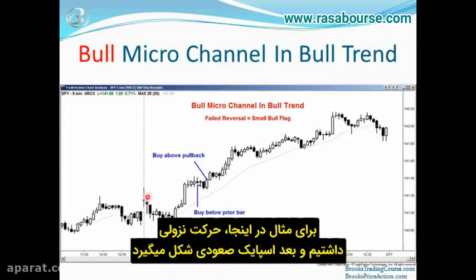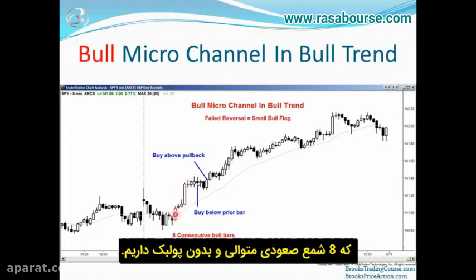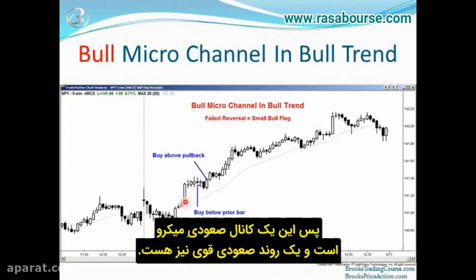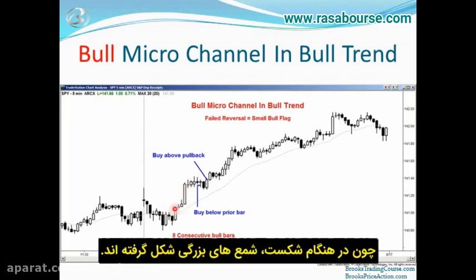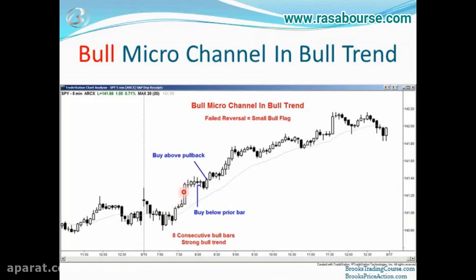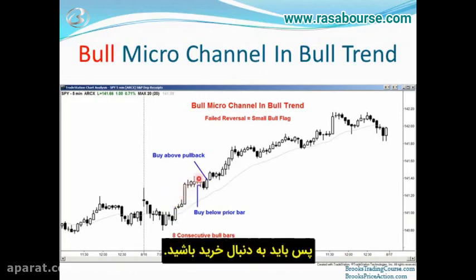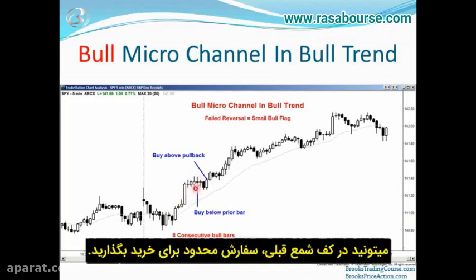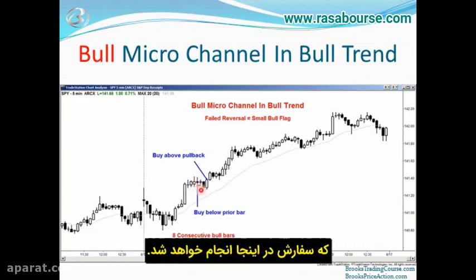For example, we have an opening reversal and then a very strong bull spike, and we have about 8 consecutive bars without a pullback. So it's a bull microchannel, and it's a clear, strong bull trend. We have these strong breakout bars. So you have to be looking to buy. You can place a limit order to buy at the bottom of the prior bar. You would have been filled here.